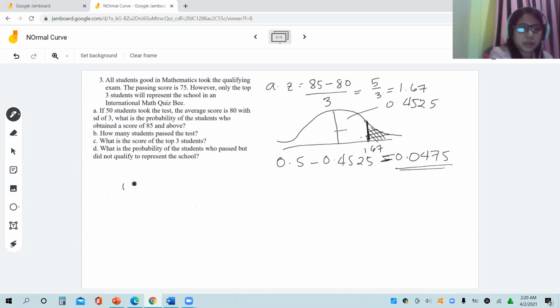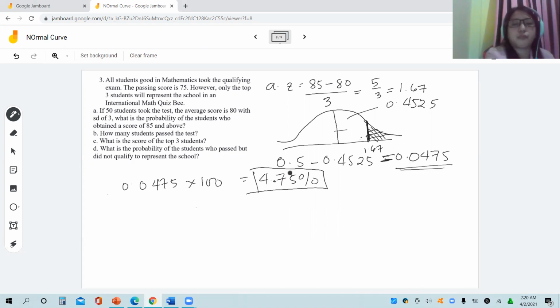0.0475 times 100 is equal to 4.75%. So this is the final answer. The probability is 4.75%.